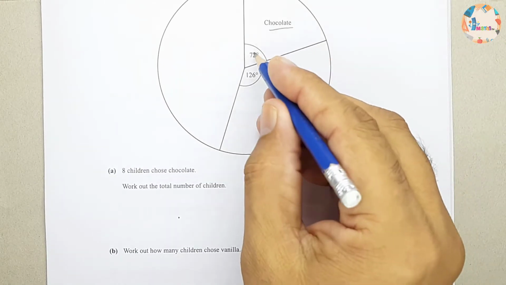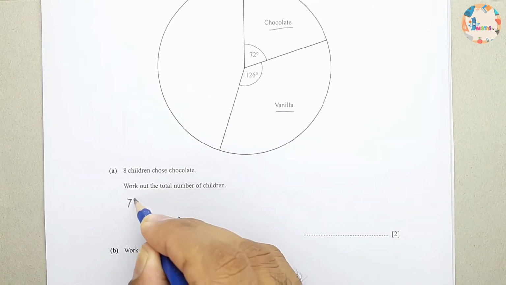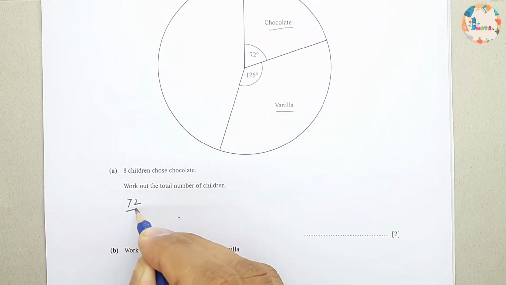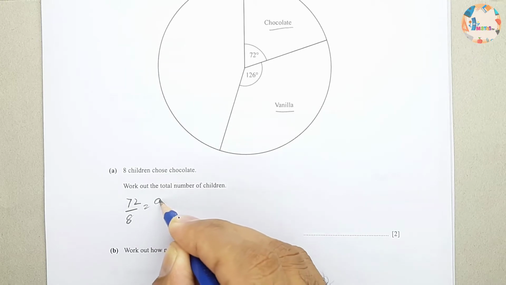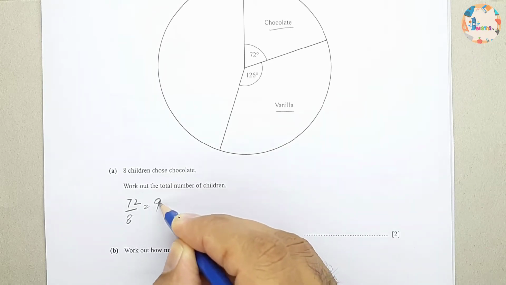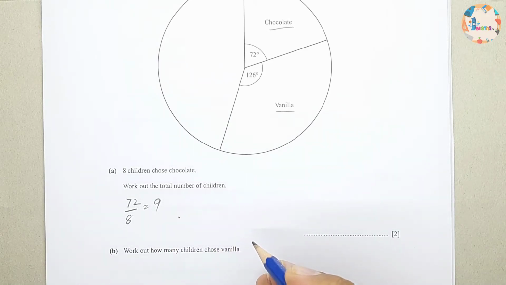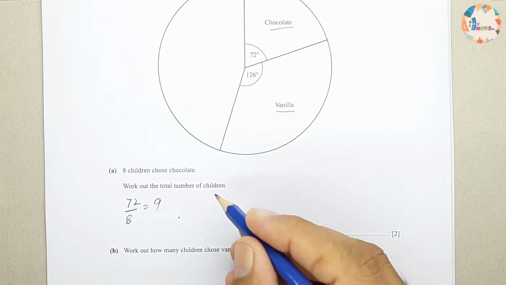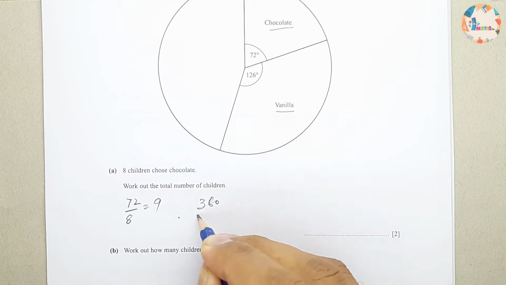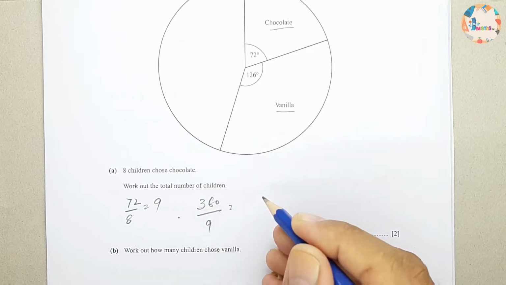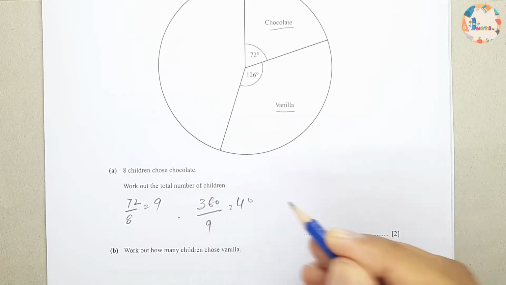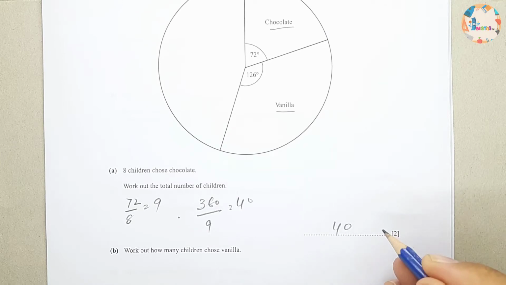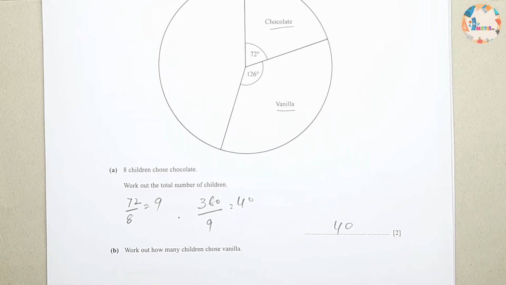So the 72 degree angle is for 8 children. 72 divided by 8 will be 9, so for each child it will be 9 degrees. So 360 divided by 9 will be equal to 40. So there will be 40 children in total.